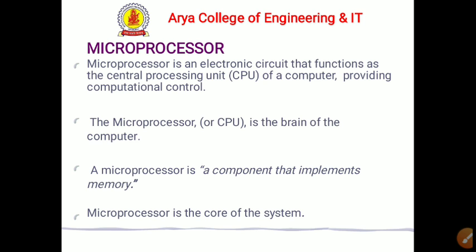A microprocessor is a component that implements memory. We can say we have some arrangements of memory in the microprocessor. Clear? So the microprocessor is the core of the system.